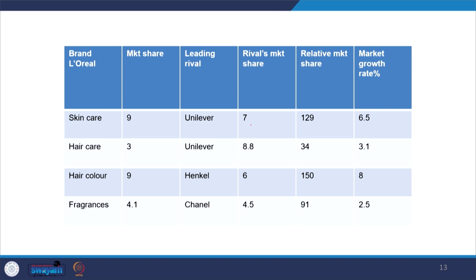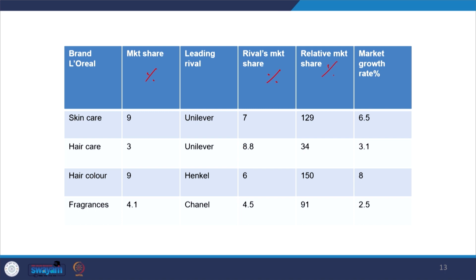What is the rivals' market share? 7, 8.8, 6, 4.5. So what is the relative market share? Relative market share is your market share divided by the closest rival's market share. So 9 divided by 7 comes to somewhere around 129, all in percentage. Similarly, if it is 3 and the rival's market share is 8.8, let us say 9 almost, 3 divided by 9 comes to 34%.